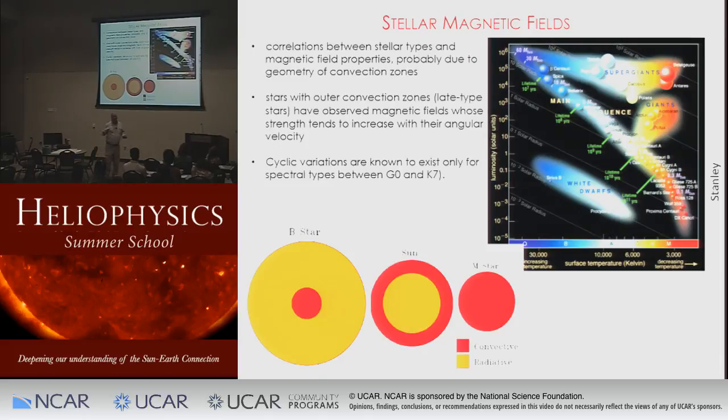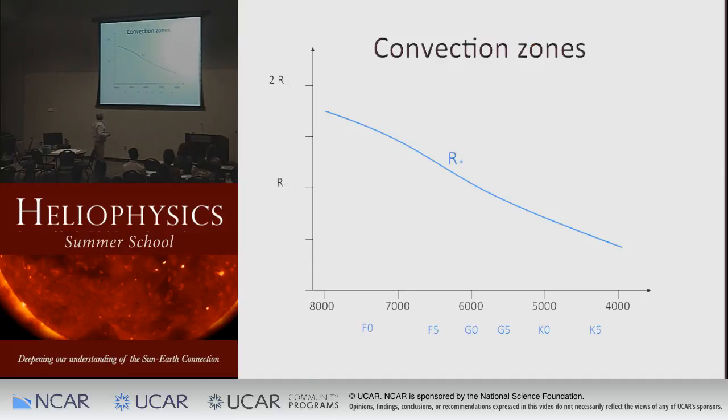It's all convection zone. So this has got everything you need to generate magnetic fields. It's a conductor, and it's got lots and lots of turbulence. And so this sort of shows you the depth.